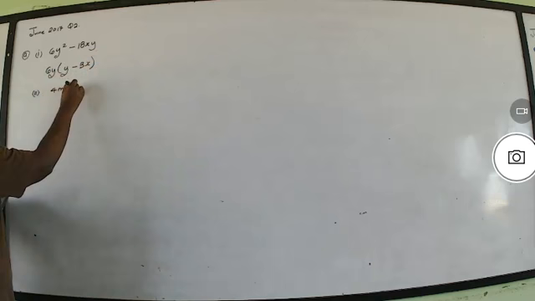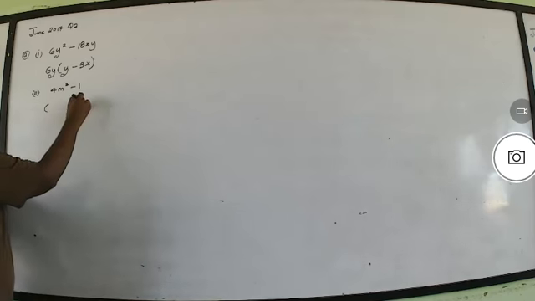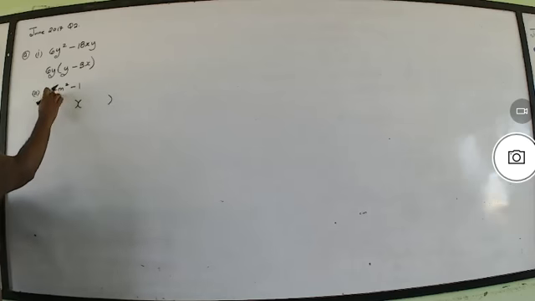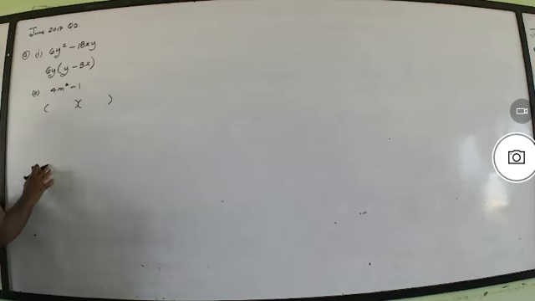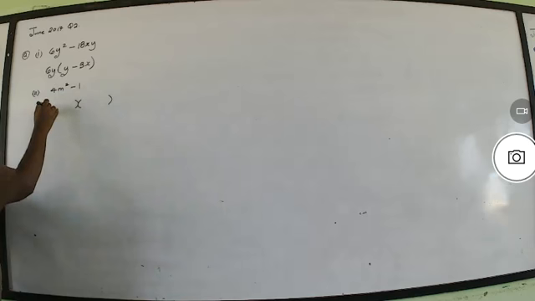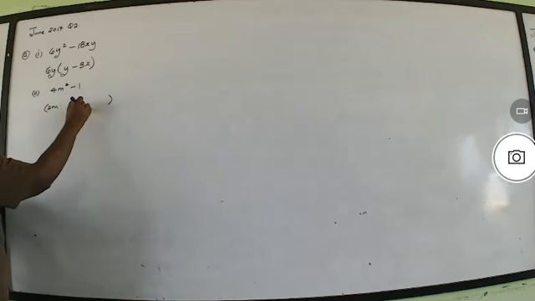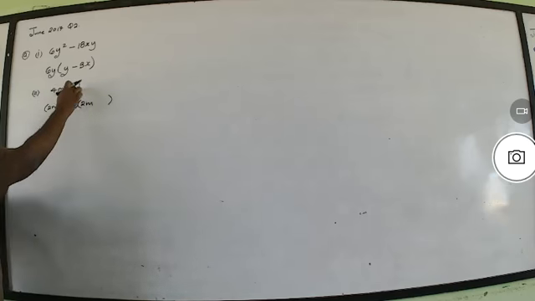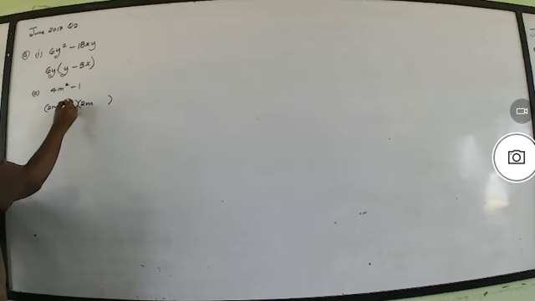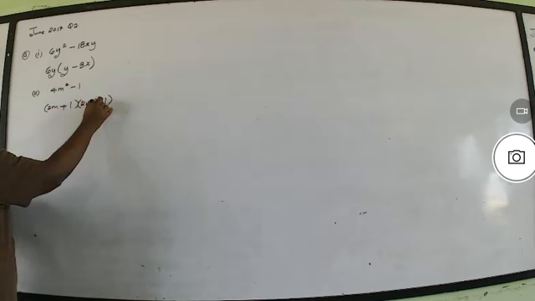4m squared minus 1. Can you see that this is the difference of two squares? Yes, sir. What multiplied by itself gives you 4m squared? 2m. What multiplied by itself gives you 1? 1. One side plus, the other side minus.